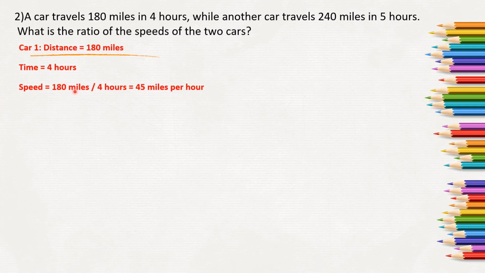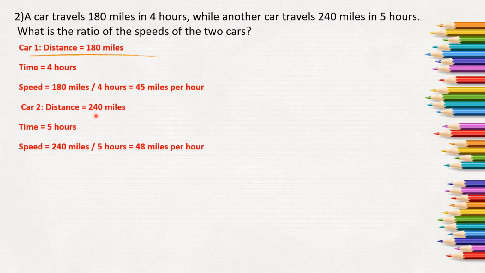Let us find out for the second car, that is 240 divided by 5 hours. If we do, we'll be able to find out miles per hour. That is distance 240 miles, time 5 hours. So distance divided by time will get 48 miles per hour. We got to know that car A can travel 45 miles per hour and car B can travel 48 miles per hour.